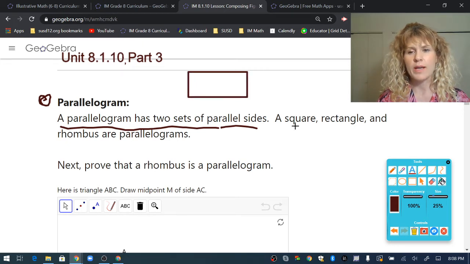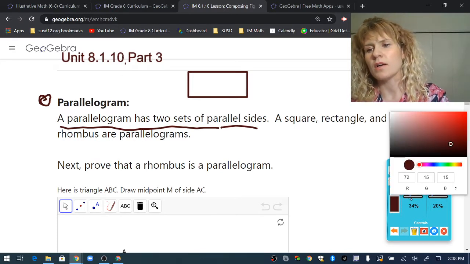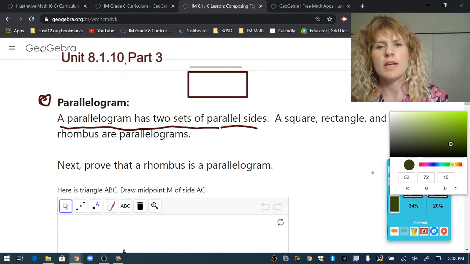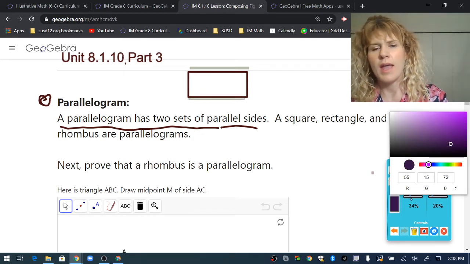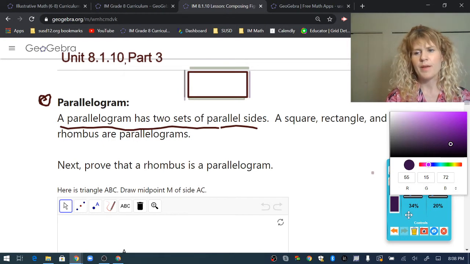Here is a rectangle. It has two sets of parallel sides. I'll color them for you. This side here and this side here are parallel. And this side here, oops, my color didn't change there. This side here and this side here are parallel. That's a parallelogram. Okay, good.